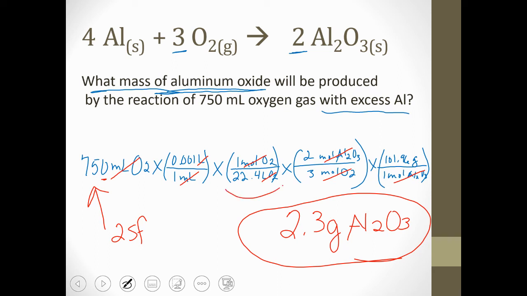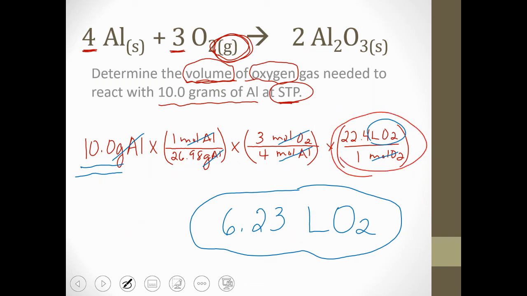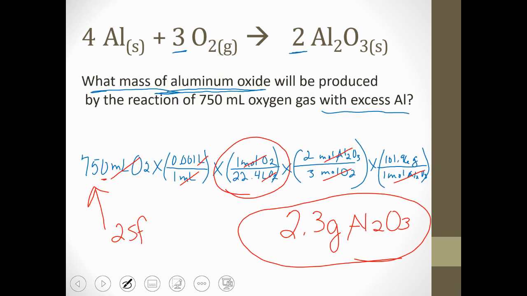So you can use this conversion either way, like to find volume, or you can use it to convert volume into moles, as long as it's a gas. You cannot use it for solids, liquids, or aqueous solutions. It is only good if the substance is a gas and the reaction is at STP. And I see that I did not put that in here. I forgot to put that in any of the problems. For right now, assume that our reactions are at STP.